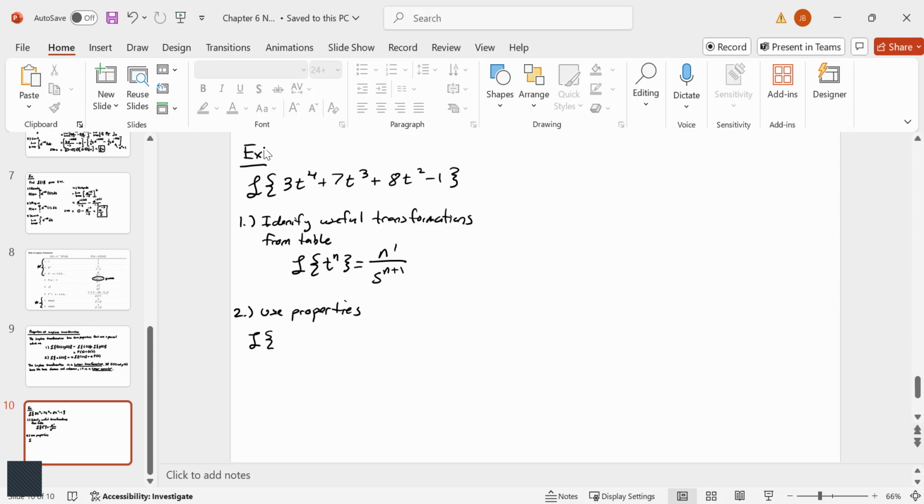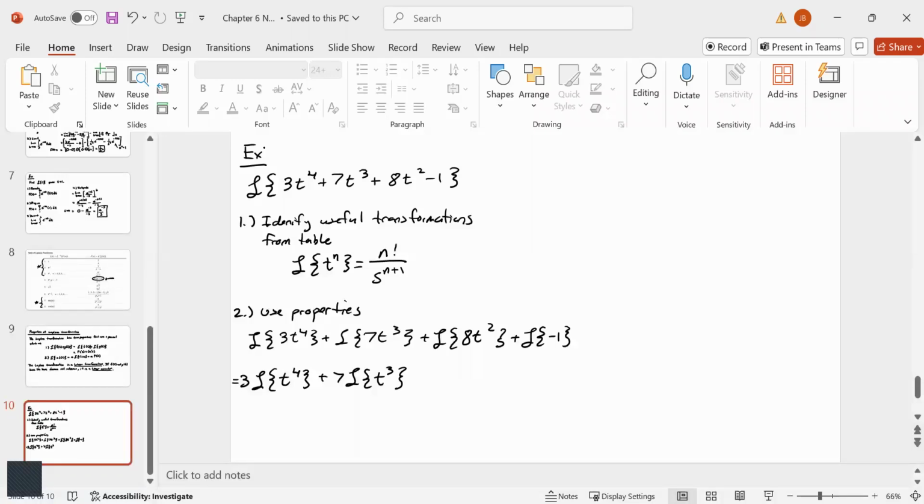So the Laplace transformation becomes the Laplace transformation of 3t to the fourth power, plus the Laplace transformation of 7t cubed, 7 times t cubed, not 70, plus 8, sorry, I forgot the Laplace, the Laplace transformation of 8t squared, plus the Laplace transformation of minus 1. I always put the negative inside. It's just personal habit. Now, you can factor out the constants. Again, you don't have to do this, but we're just seeing how all of these properties interplay with each other.